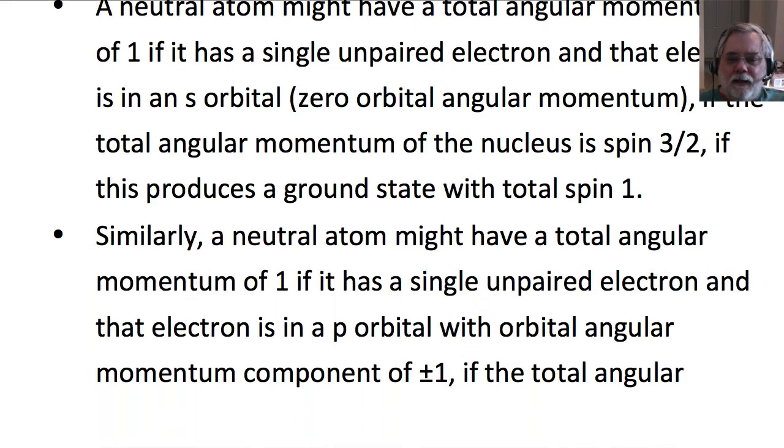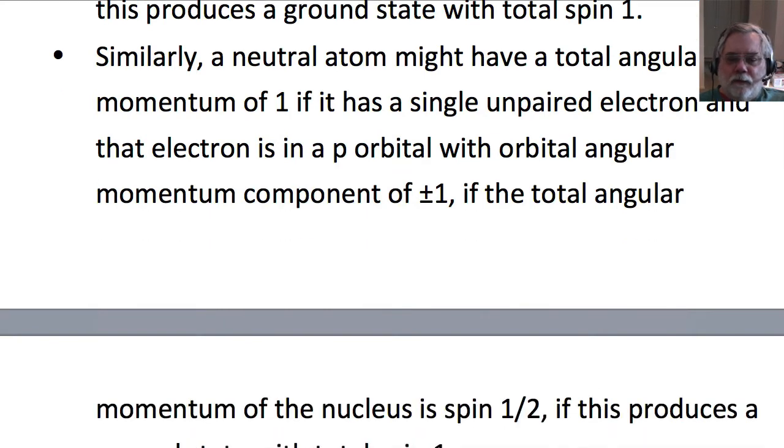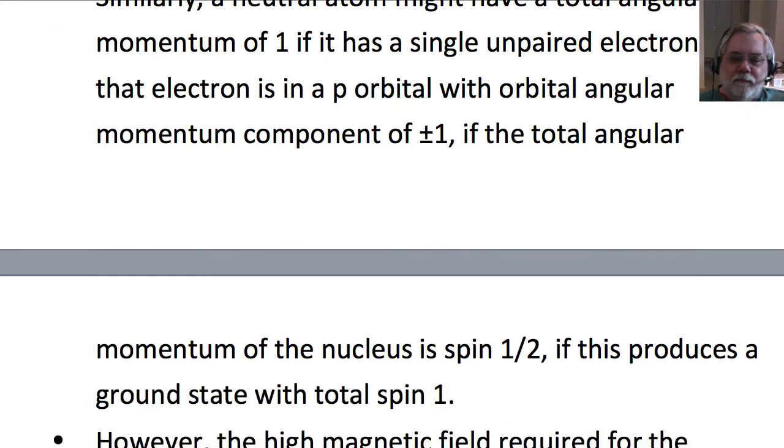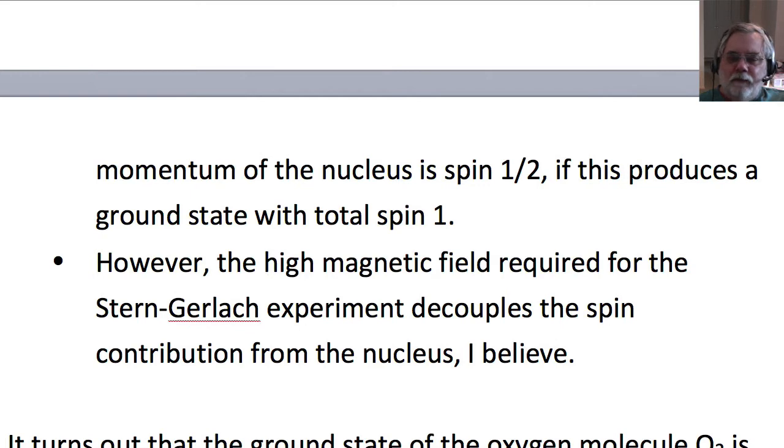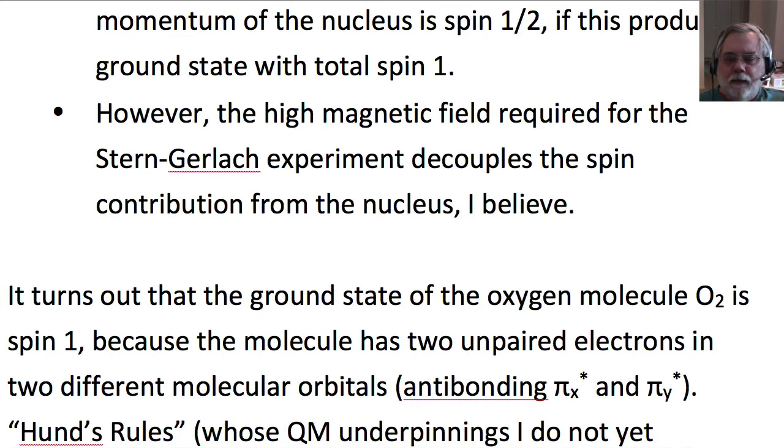Similarly, a neutral atom might have a total angular momentum of 1 if it has a single unpaired electron and that electron is in a p orbital with orbital angular momentum component of plus or minus 1, if the total angular momentum of the nucleus is spin 1/2, and if this combined produces a ground state with total spin 1. But the high magnetic field required for the Stern-Gerlach experiment decouples the spin contribution from the nucleus from the contribution from the electrons, I believe. So actually neither of those cases would produce a spin 1 particle that would give 3 levels in a Stern-Gerlach experiment.